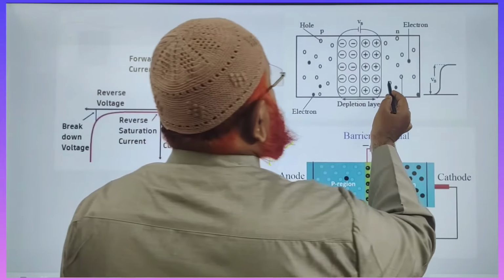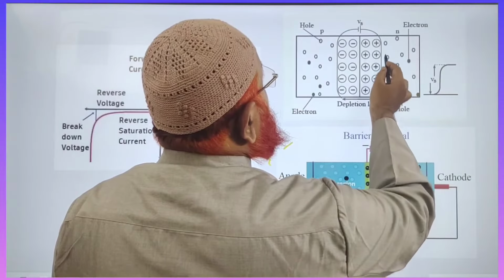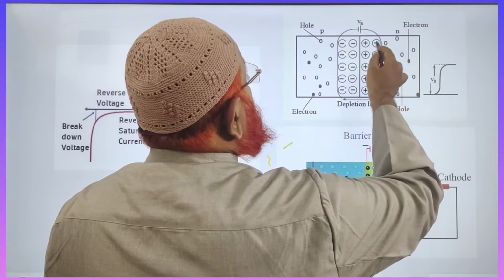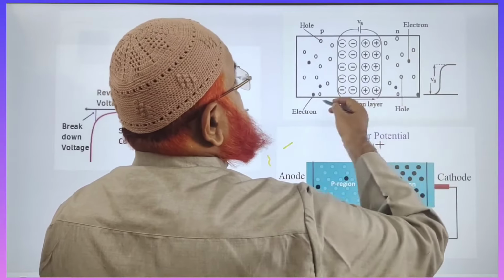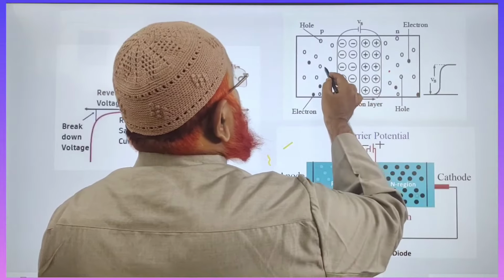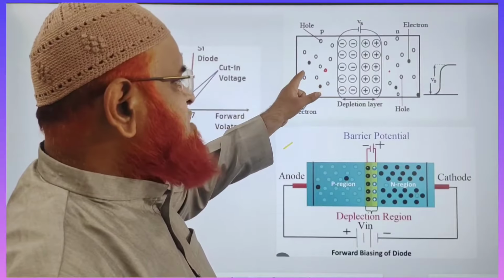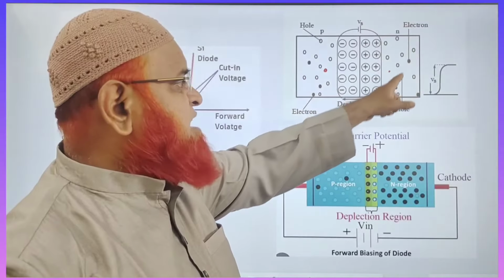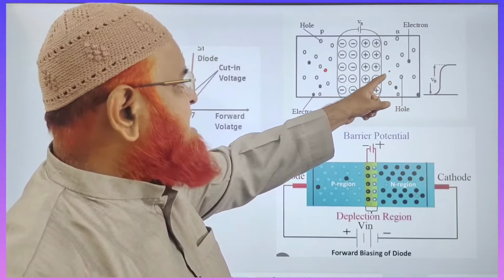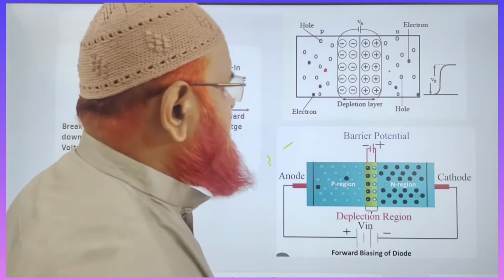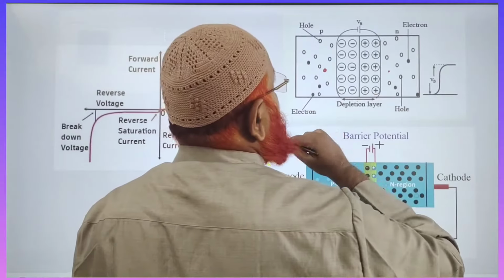For example, this side has negative charges, meaning electrons are present here. These are electrons, and these are holes. In a p-type semiconductor, holes are majority carriers and electrons are minority carriers. In an n-type semiconductor, electrons are majority carriers and holes are minority carriers. Here electrons are present, and electrons are the majority carriers here.